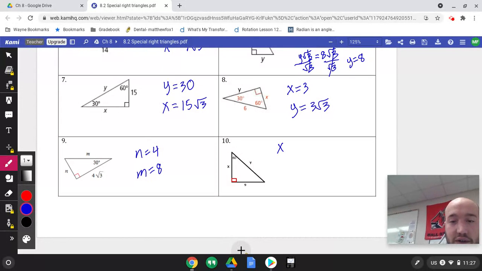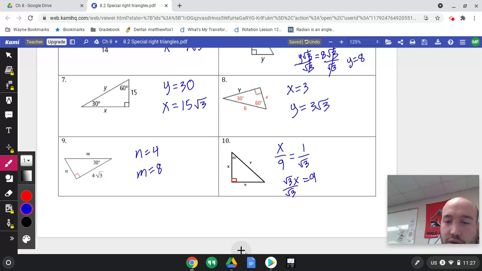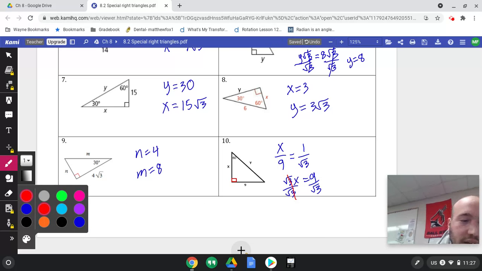So we know that x has a value of 1, or it's comparable to the 1. So if I did x over 9, and then I'm going to set that equal to 1 over square root of 3, the 1 goes on top, the square root of 3 goes on the bottom. We cross multiply again, square root of 3x equals 9. Here's where things change. When we divide by the square root of 3, everything's good. Once again, just like last time, these cancel out.